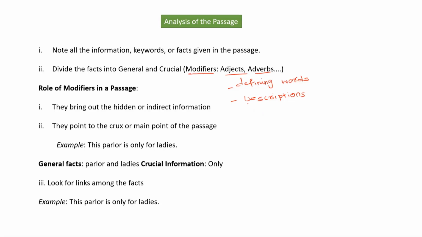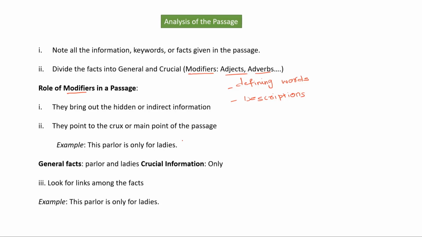These adjectives and adverbs or defining words help us grasp the essence of the passage, the main idea of the passage or the crux. This is how, with the help of the modifiers, you identify the relevant information for the inference. This relevant information or modifiers give you insight into the hidden information or the indirect information. What is an inference? There is something indirectly said in the passage. Something is hidden and you have to bring it out. You have to reveal it. That is how you make an inference.